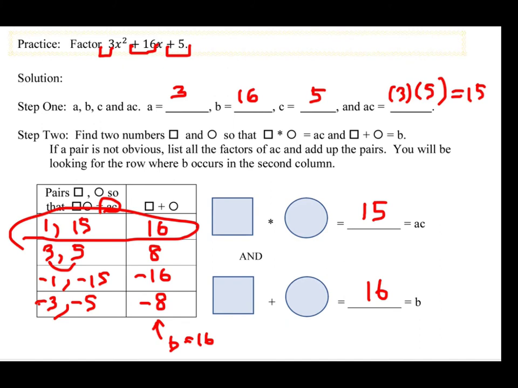So double check. This is a tedious problem and you don't want to start working your problem out with the wrong numbers. So I find it's helpful to write those out and double check. 1 times 15 is 15. 1 plus 15 is 16.